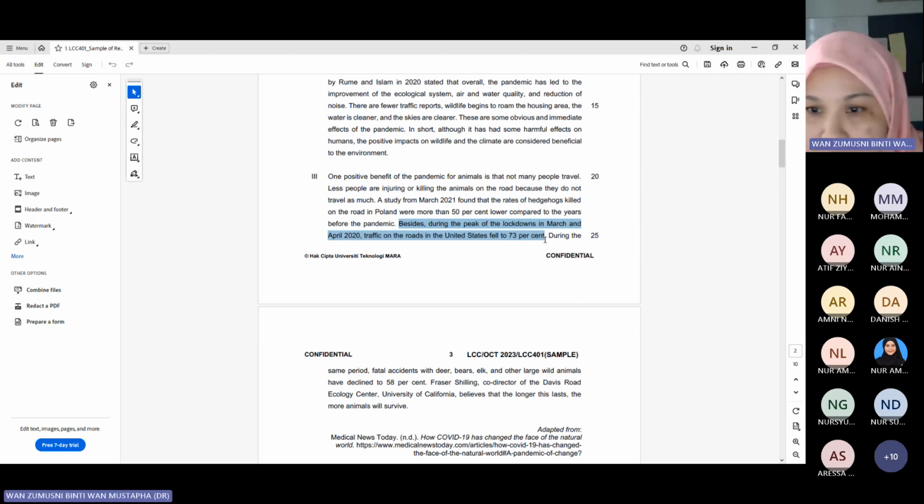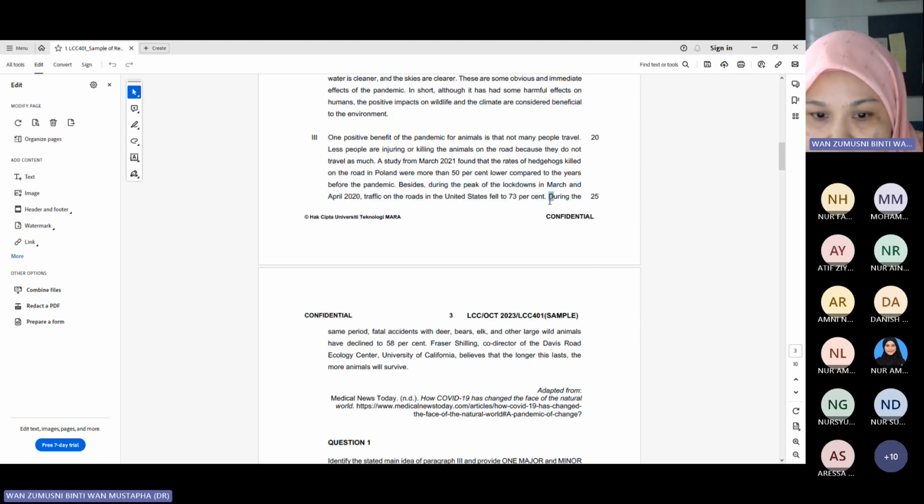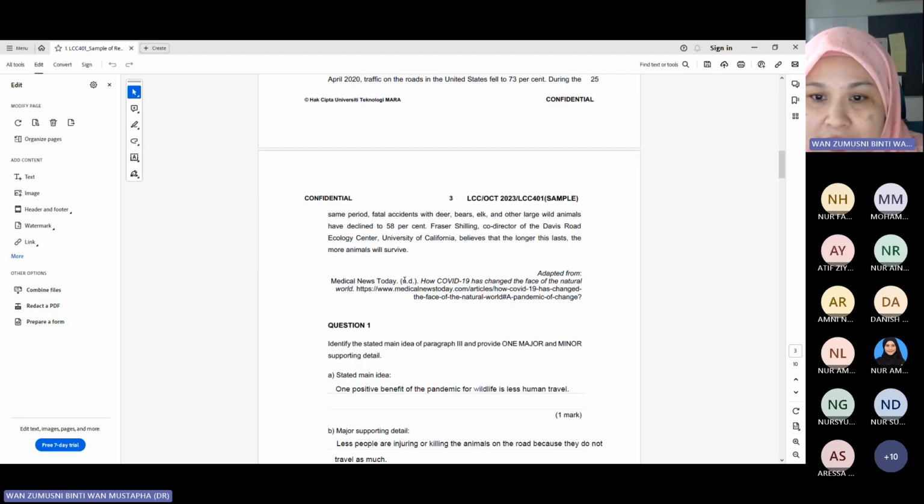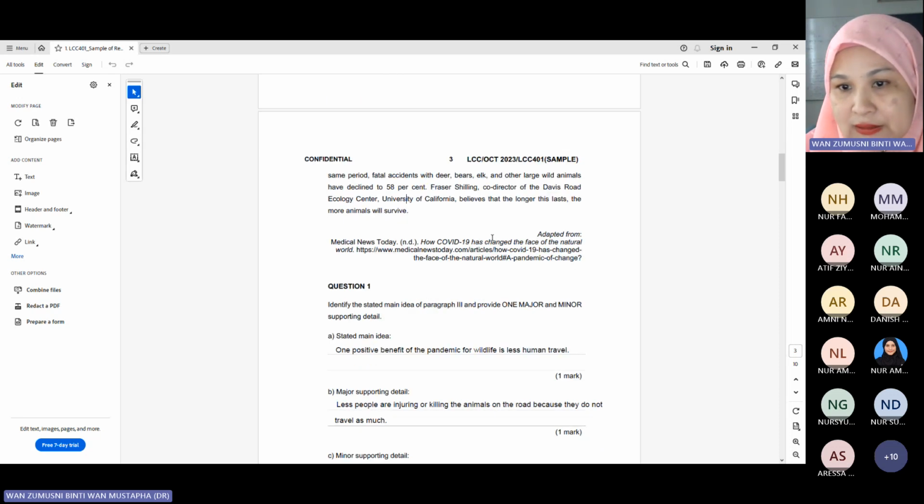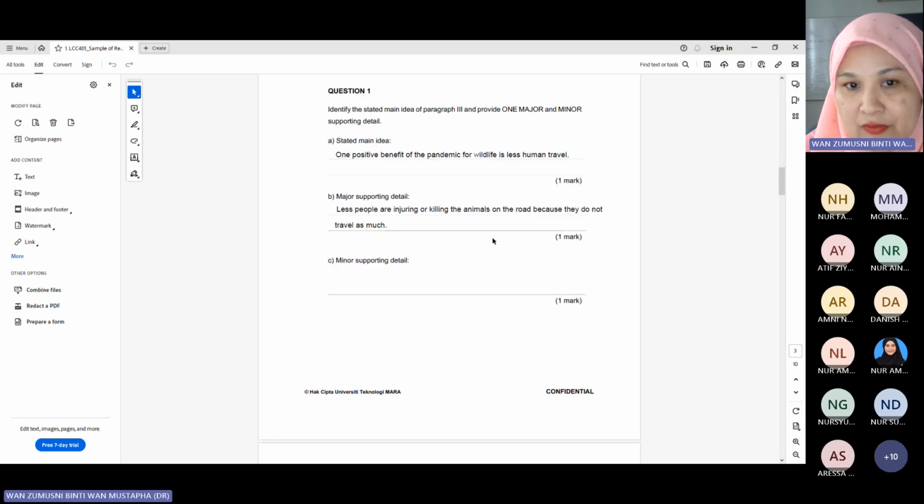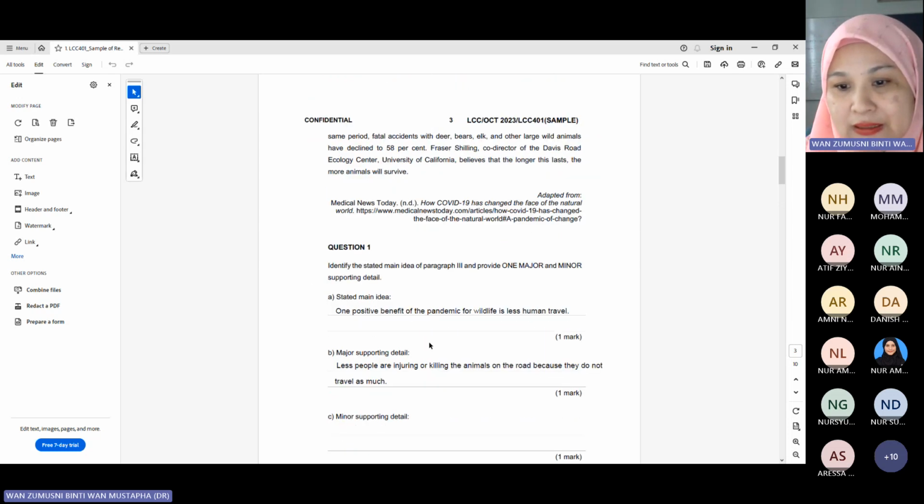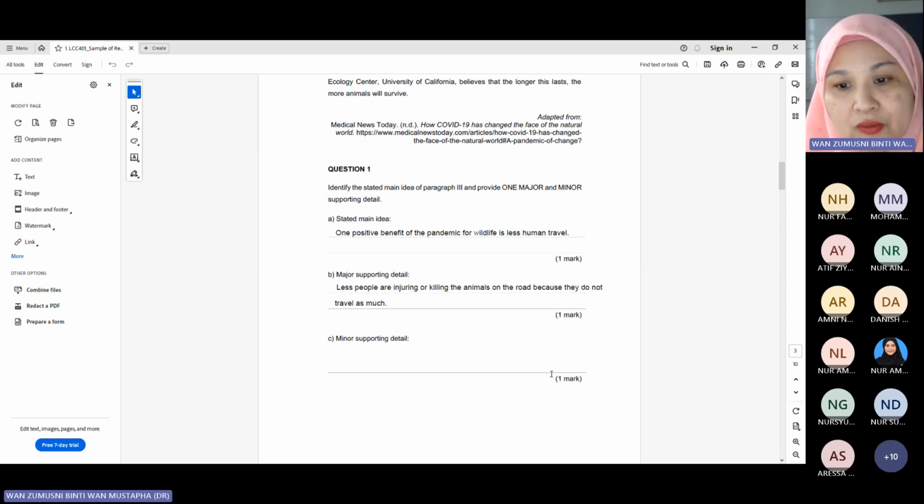And another, so you can choose either one. This: during the same period, fatal accidents with deers, bears, and so on have declined to 58%. And another minor detail in the form of expert opinion. Fraser Schilling believes that the longer this lasts, the more animals will survive. So if you are able to identify any one of these minor details, then award yourself with 1 mark.